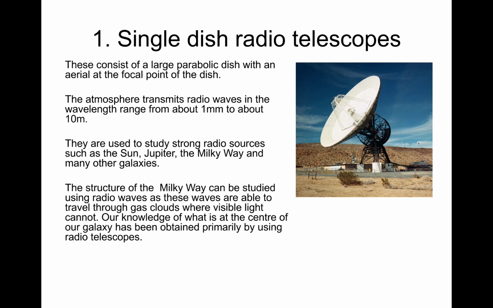The structure of the Milky Way can be studied using radio waves, as these waves are able to travel through gas clouds where visible light cannot. So our knowledge of what is at the centre of our galaxy has been obtained primarily, obviously using mathematics, but also using radio telescopes as well. And it's postulated that we have supermassive black holes at the centre of each galaxy, which everything rotates around.